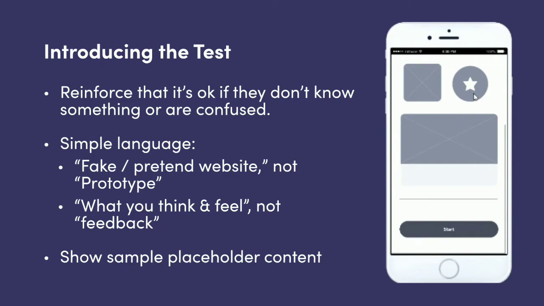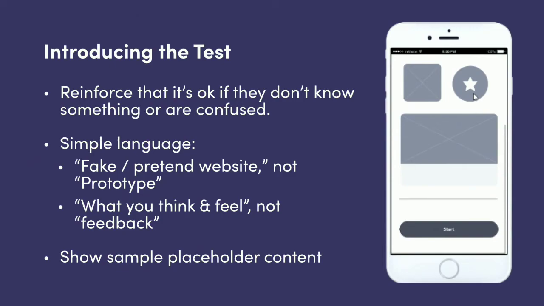And you also want to keep the language as simple as possible. So don't actually say the word prototype, which I would be amazed if a kid knows. Don't say usable or feedback or any of these terms that we rely on with our adult participants. You might say things like a pretend website, or your thoughts and feelings instead of feedback, just to keep things really simple and easy for people to understand.